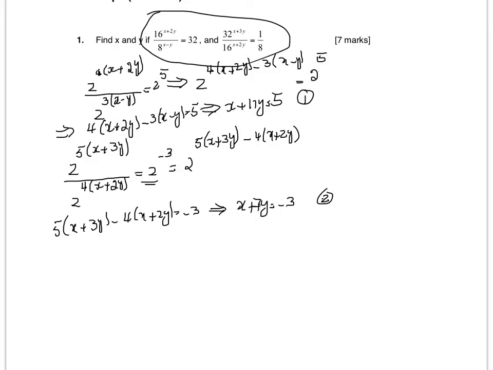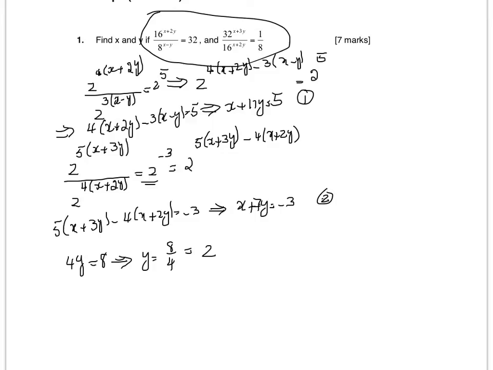Now we have two equations, 1 and 2, and we are going to use either elimination or substitution to solve. Since both of them have x, I'm going to subtract equation 2 from equation 1, so x minus x is 0. 11y minus 7y gives you 4y is equal to 5 minus 3, which becomes 2. So y becomes 2 over 4.